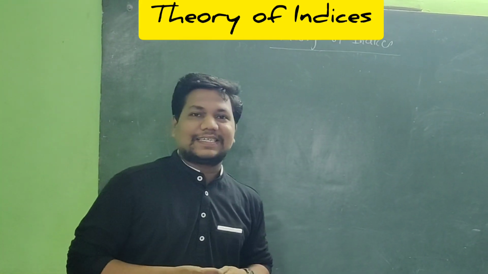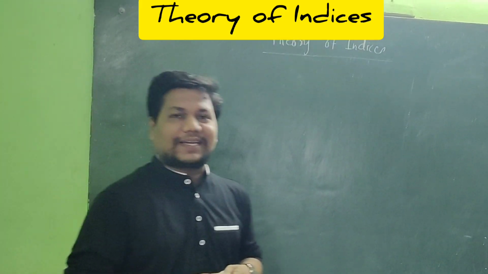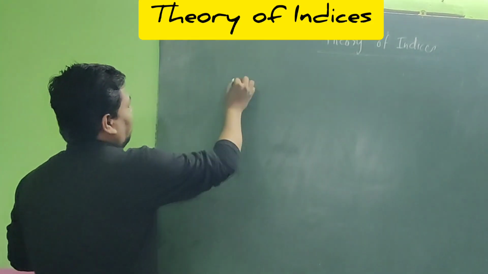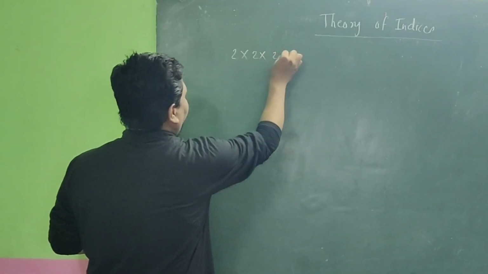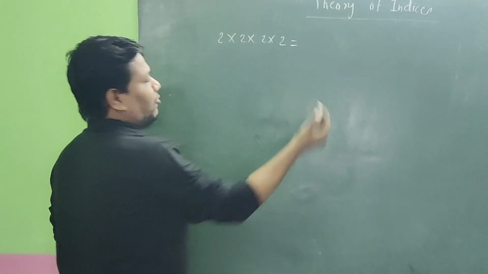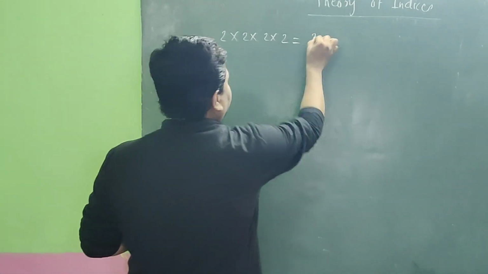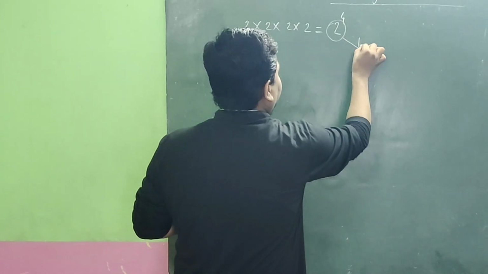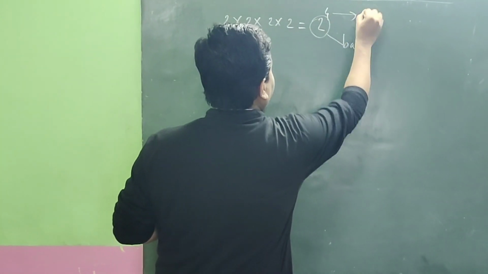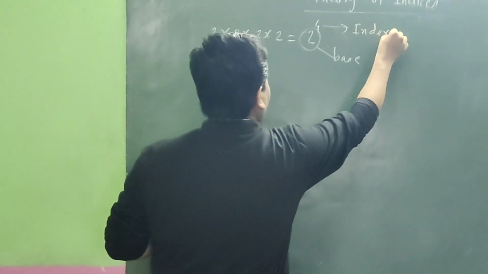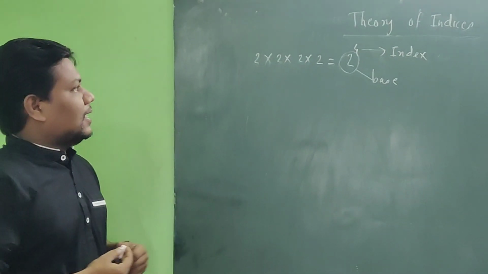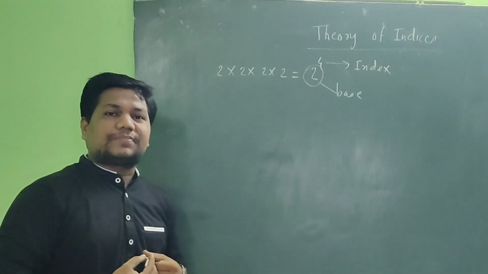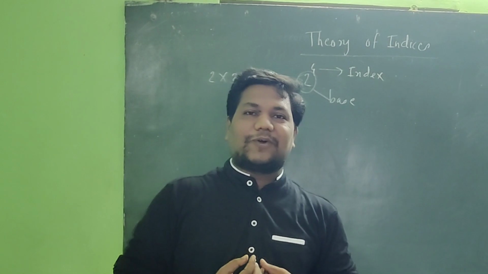Theory of indices is very useful in practical life. So let's see first what is the theory of indices. If I write 2 four times, then how can we form this? 2 raised to 4. So 2 is the base and 4 is the index number. You can read this as 2 raised to 4 or 2's power 4. So there are a few formulas. Now we are going to discuss this.